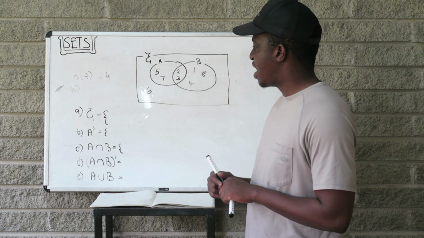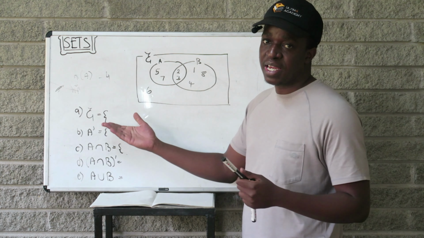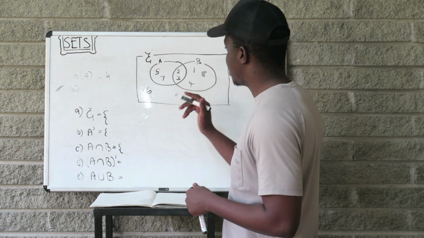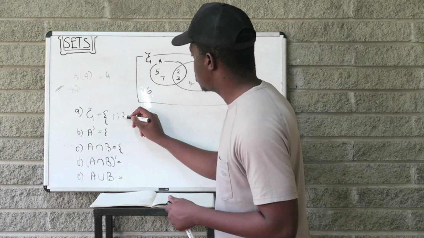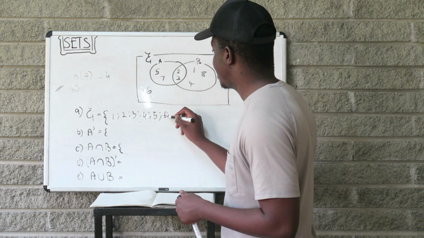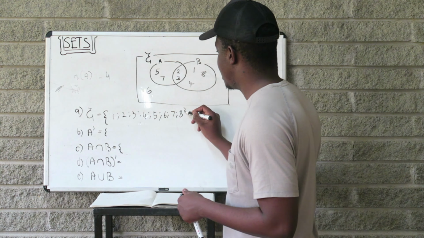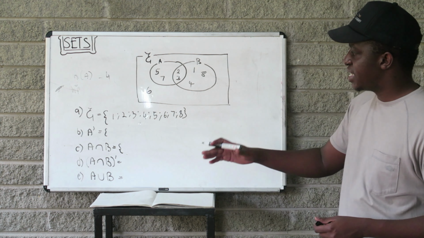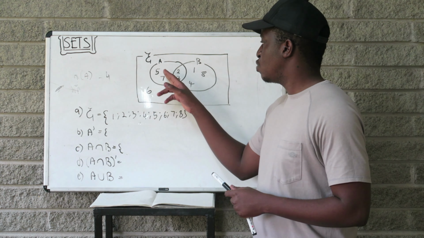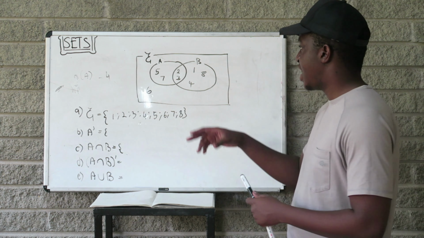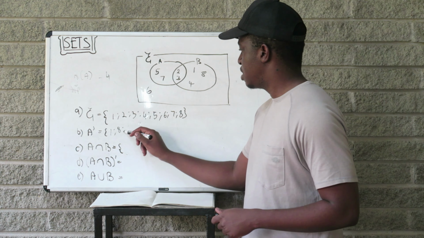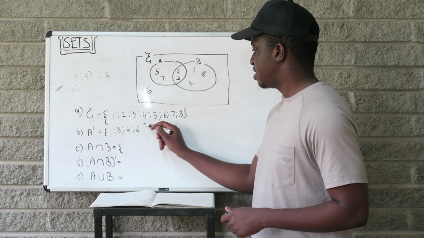Okay, so let us find the elements that make up the universal set. 1, 2, 3, 4, 5, 6, 7, and 8. And we close our set. Now it says here A complement. So that means everything outside of A. So that excludes 5, 7, 2, and 3 because those are within A. So everything that's outside of A, that's 1, 8, 4, 6.